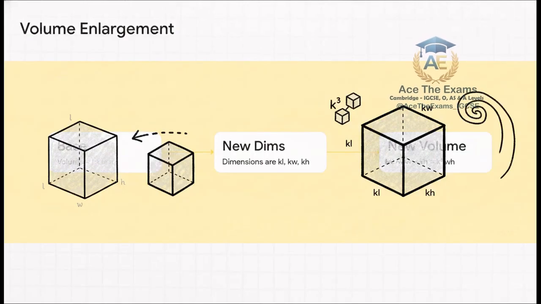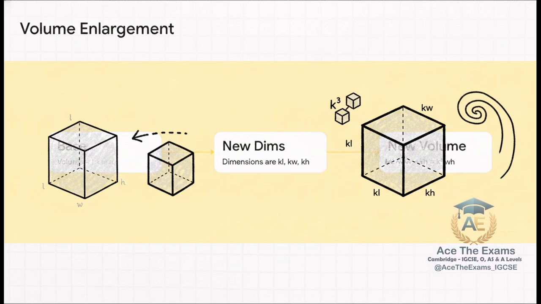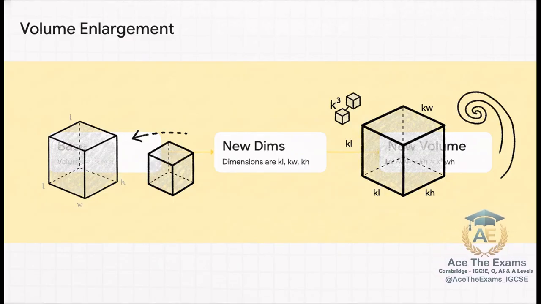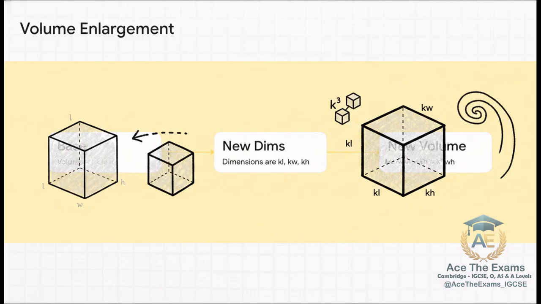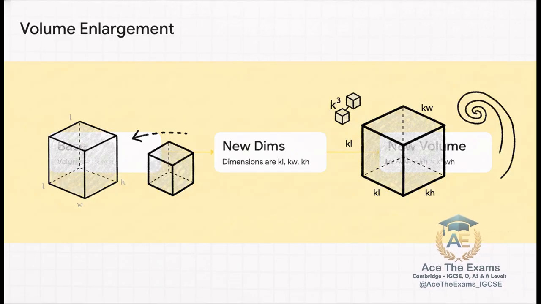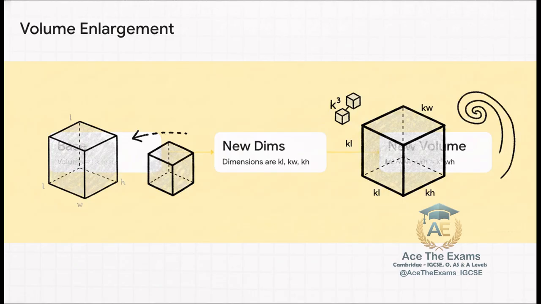Let's actually trace the mathematical proof for a cuboid just to show exactly why the volume factor is K cubed. Our base cuboid has a volume of length times width times height. When we enlarge it by our scale factor K, the new length is K times L, the new width is K times W, and the new height is K times H. When you multiply all those together to get the new volume, you are multiplying K 3 separate times. And that's exactly why you get K cubed times the original volume.